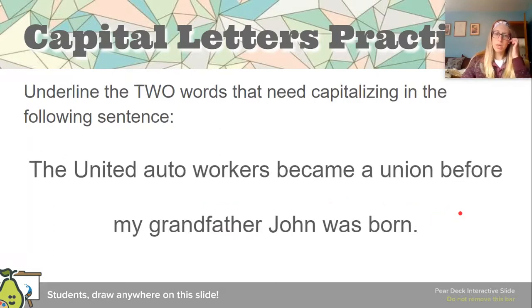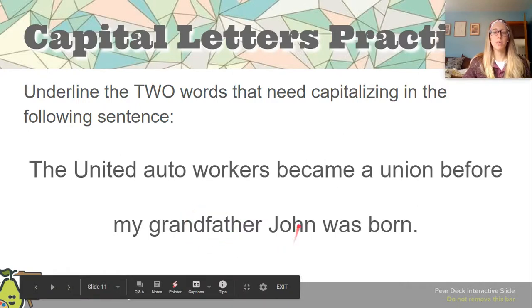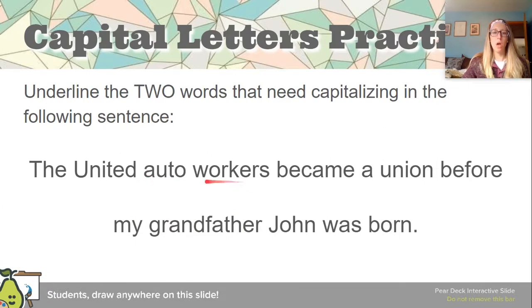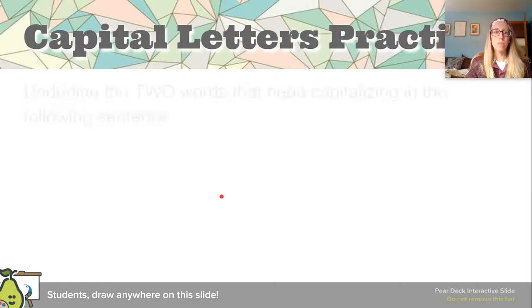This one is a little bit tricky, okay, because you may look at this and say, oh, well, grandfather has to be capitalized because it comes before John. But remember, that rule only applies to aunt, uncle, and cousin, okay, because here, if we try to replace grandfather with his name, like "my John was born," it just doesn't make sense. So this one does not need to be capitalized because a possessive comes before it. What needs to be capitalized here is Auto and Workers, because that's referring to the specific name of the organization, the United Auto Workers. So that's what needs to be capitalized in this sentence.